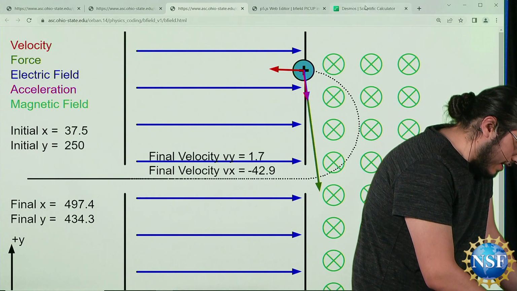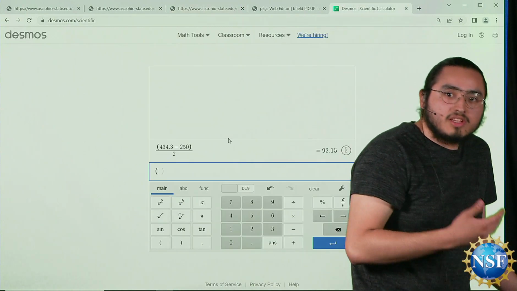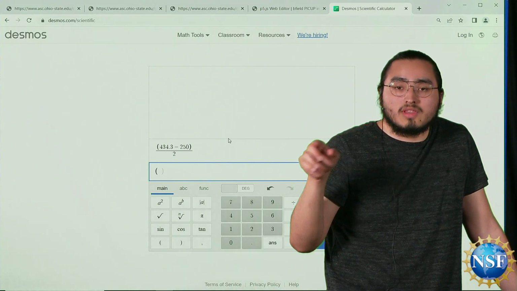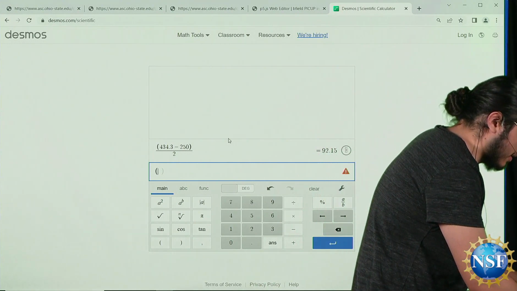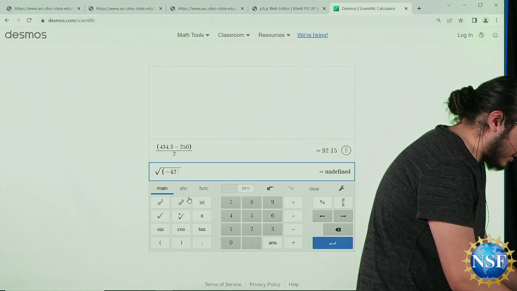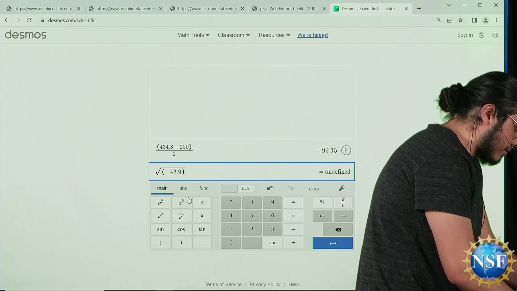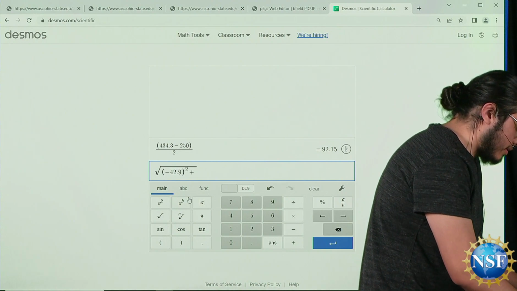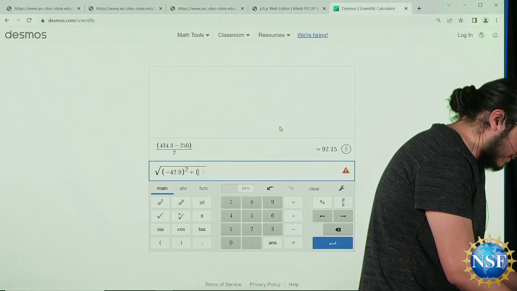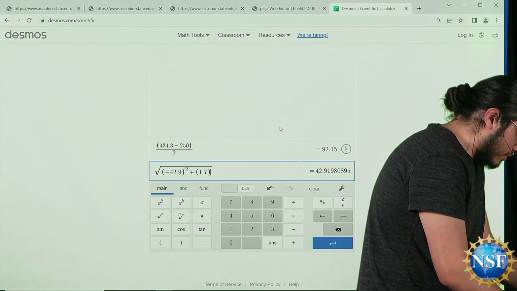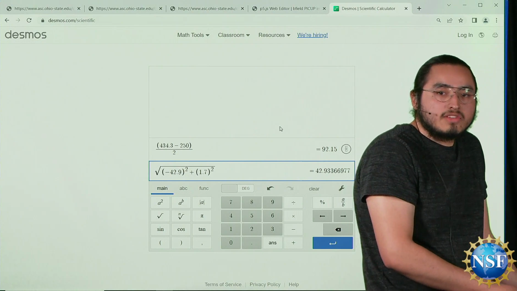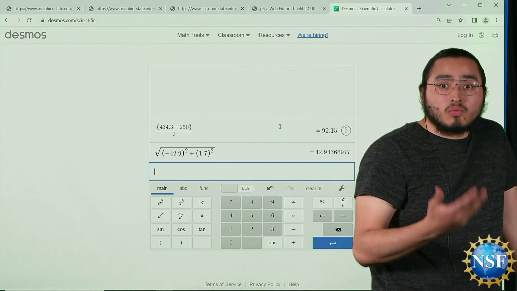Here, we have to get the speed from a velocity: you just square each speed in each direction, and then you square root that summation. And so let's write, square root sign, and then it was minus 42.9, and we square it, plus 1.7 squared, and that gives us 42.93. And so this is what we observed.